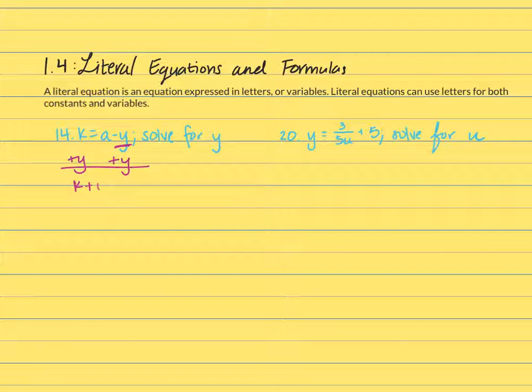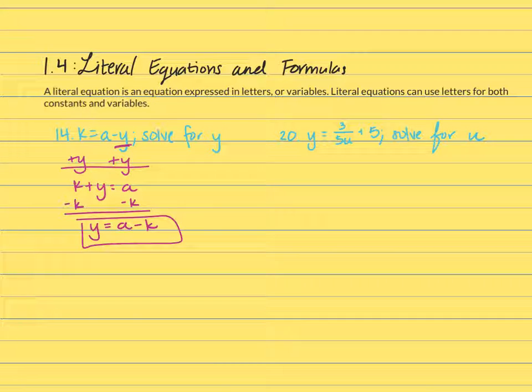And I get k plus y equals a. But I want to solve for y, so I'm going to then subtract k from both sides. So I get y by itself. So y equals a minus k. And that's my new literal equation. Let's look at another one.